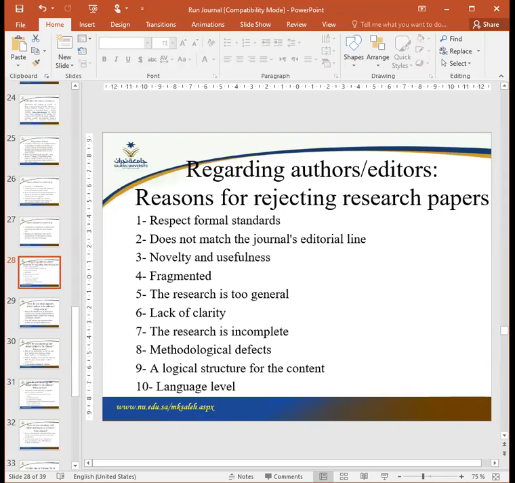This is not only for Arabic speakers, or even for Italian, German, all non-English speakers. And in this case, the editor should provide assistance either by providing a language assistance service or by improving the language level by means of comments.